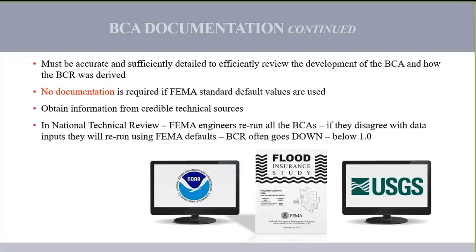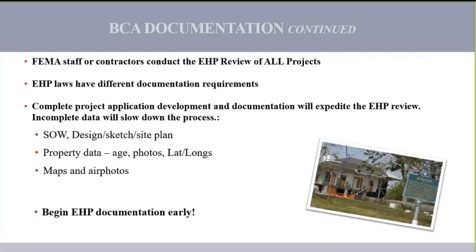So if you put something in that BCA, let's say you're applying for a generator for a critical facility or something like that, and you put something in the BCA saying like 300 people are affected, where did you get that number from? If you don't have anything in your documentation that shows that, they will run that as 0. Yep. No documentation means they're going to put a 0 for what you put.